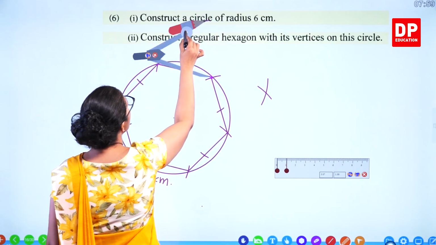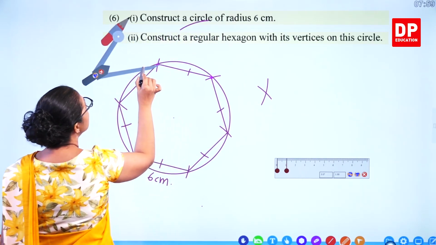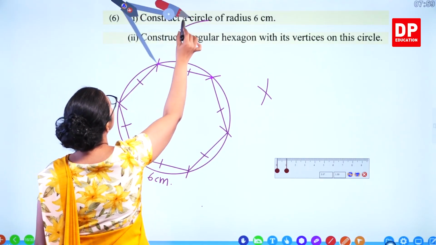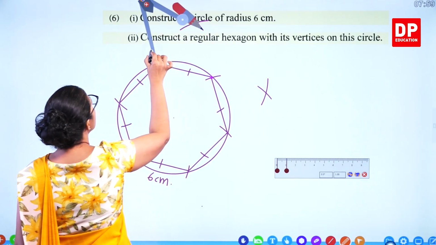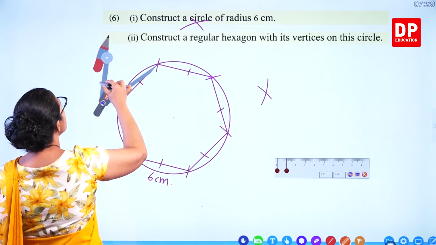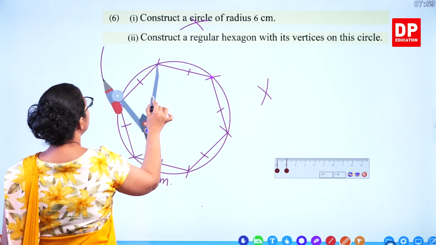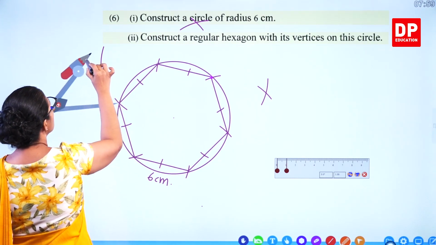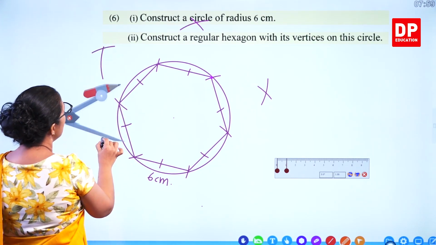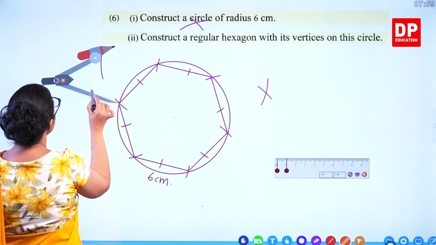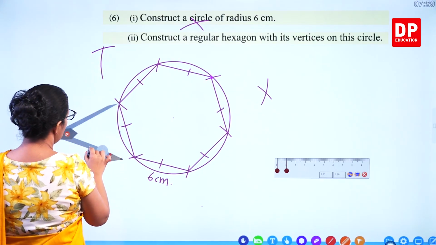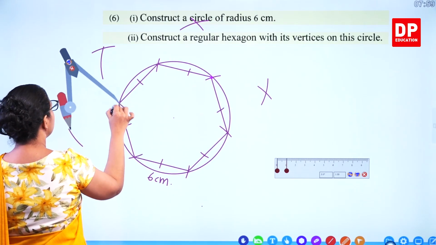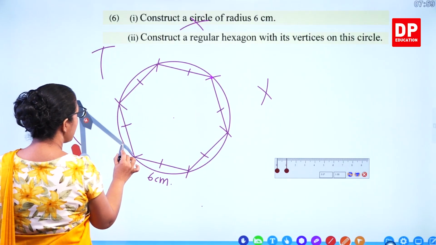So we'll take this point. You have to draw somewhere here. This point. Now take it to this side. You have to mark around this. You get how many triangles? You get 6. 6 equilateral triangles.